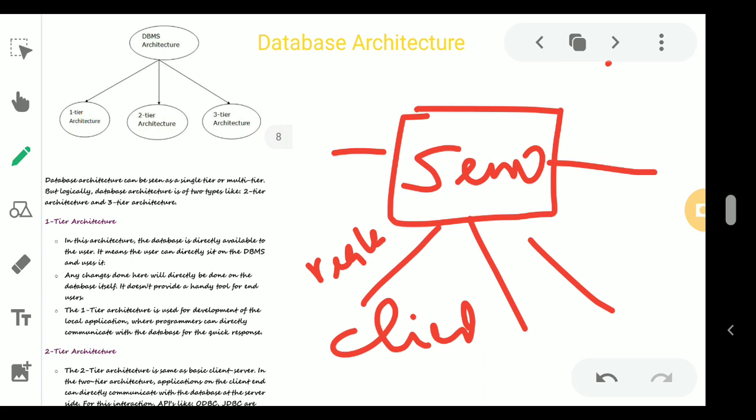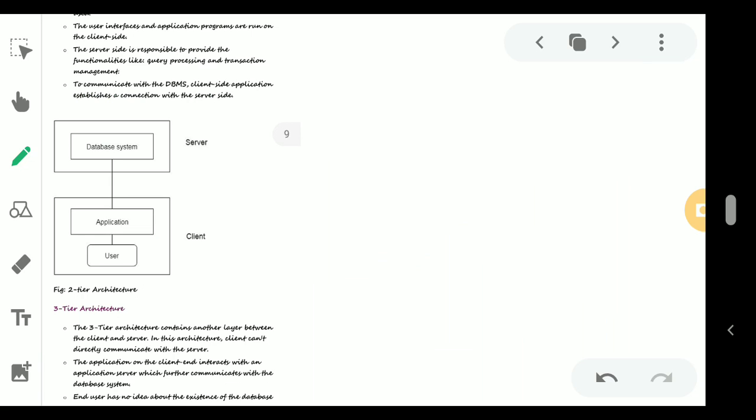So let's see, the two-tier architecture is the same as a basic client server. In this two-tier architecture, the application on the client can directly communicate with the database server through APIs. These are actually ODBC, JDBC. There is the user interface and the application program. So the user actually uses these interfaces, that is the application program, to communicate with the final database. The server side is responsible for providing functionalities like query processing and transaction management. To communicate with the DBMS, a client-side application is established, which is connected to the server side.